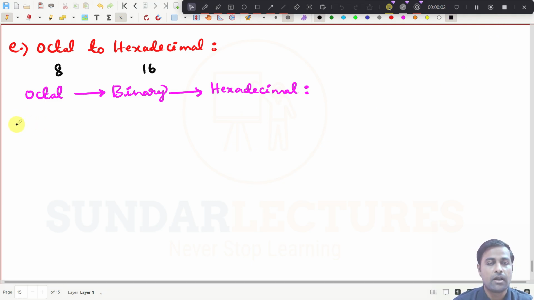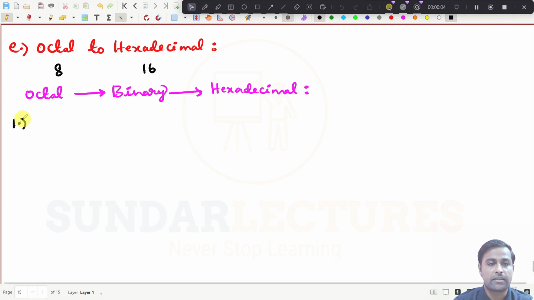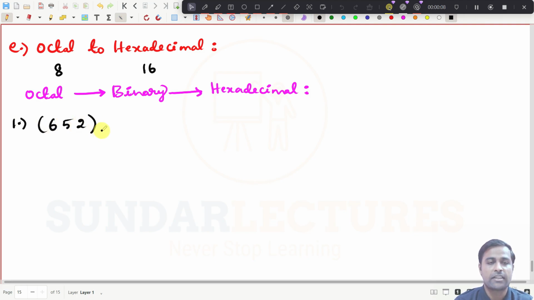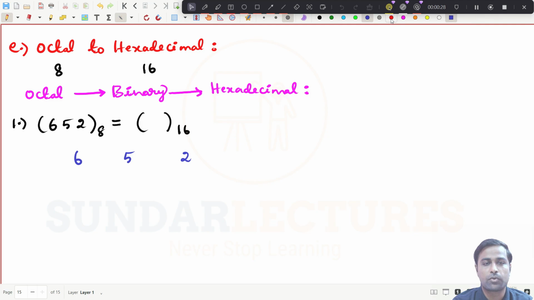For example, if you have a problem like this, for example, 652 at the base of 8, you need to convert this into the equivalent hexadecimal value. So what do you do now? You know the procedure, right? Again, the procedure is the same. Try to understand, the procedure is the same. This is 6, this is 5, and then this is 2. You know, right?